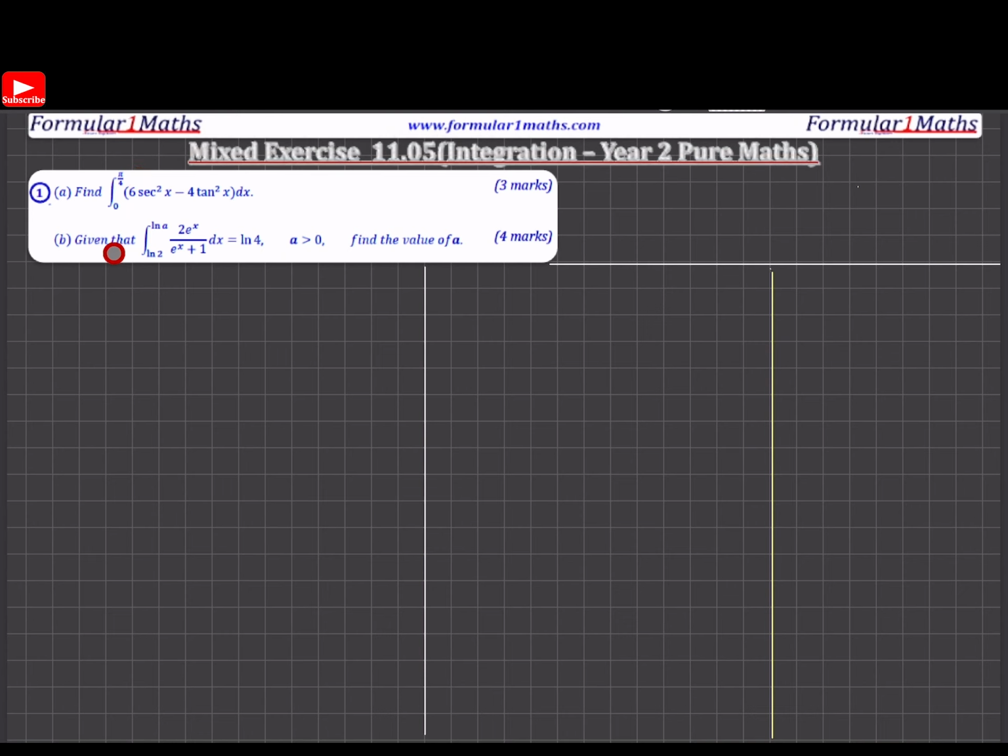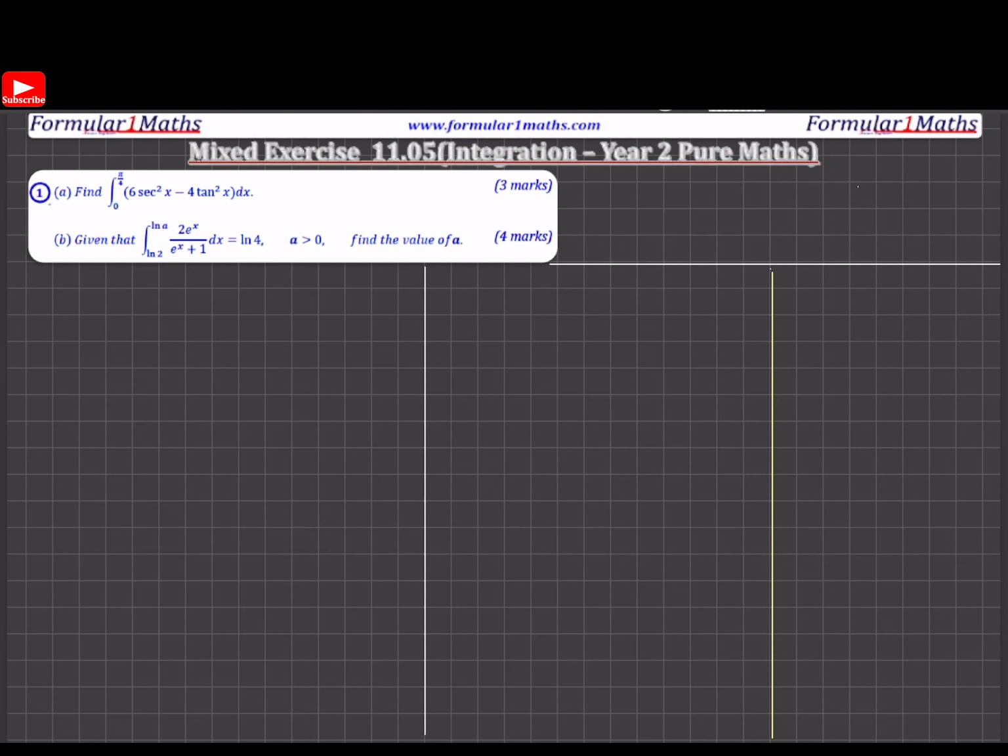B. Given that the integration of 2e to the power x over e to the power x plus 1 with respect to x between the limits of ln 2 to ln a is equal to ln 4, where a is bigger than 0, find the value of a.